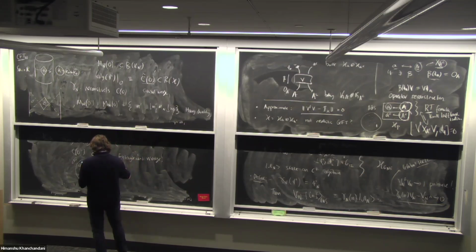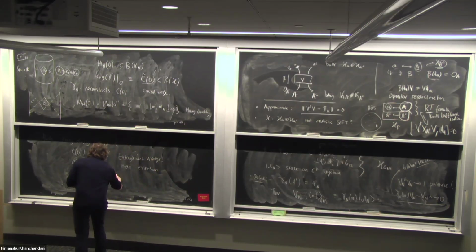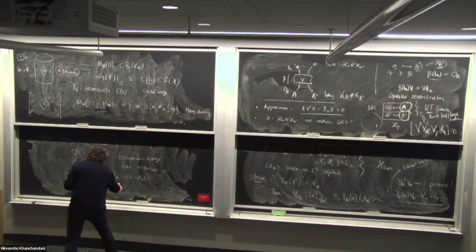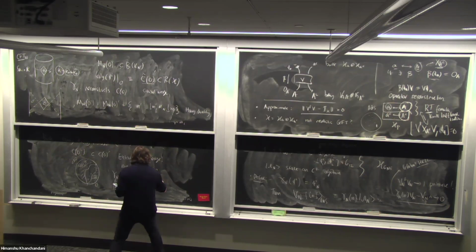It's just a maximal extension of the reconstruction maps from gamma n, which reconstructs C of O, to some larger reconstruction map, beta n, which reconstructs the entanglement wedge, which is a larger region, and then similarly for the complement.